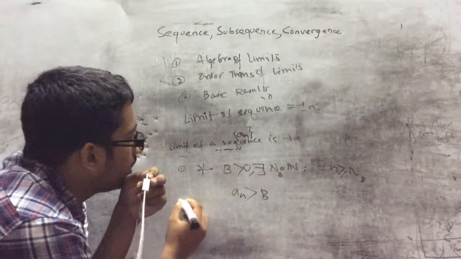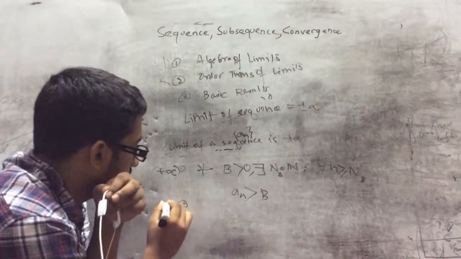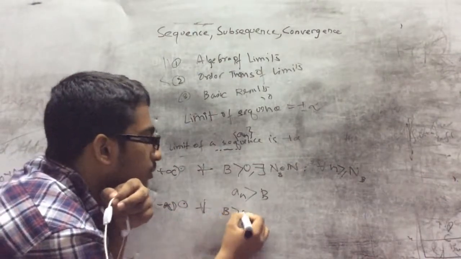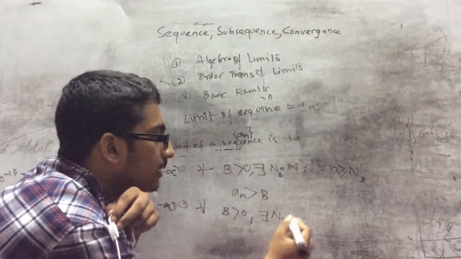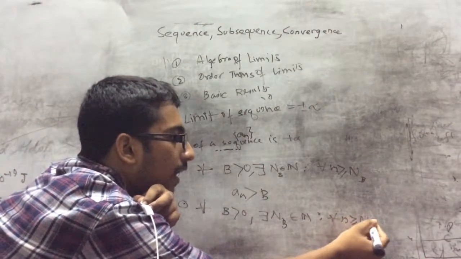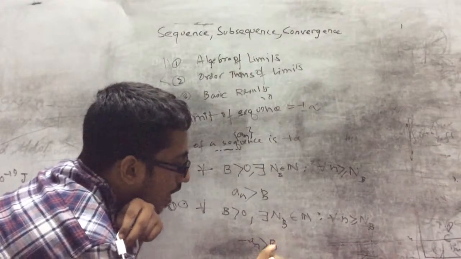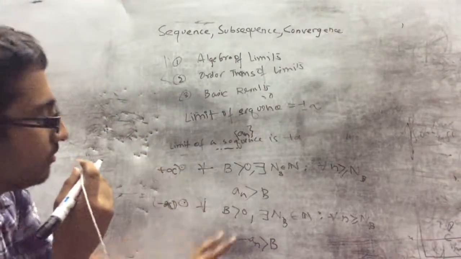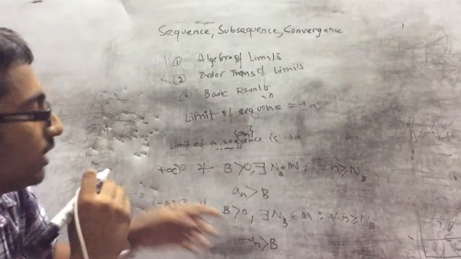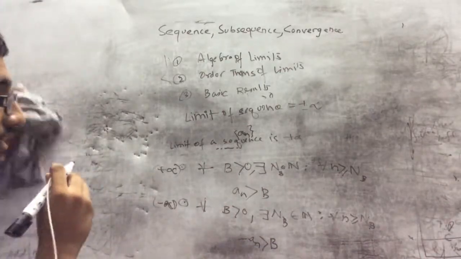And similarly for minus infinity: for all positive numbers b there exists a natural number N such that minus of the sequence term is greater than b. In a different way, you can also take c to be less than 0 and see this. So these are the basic things and these are very important actually.